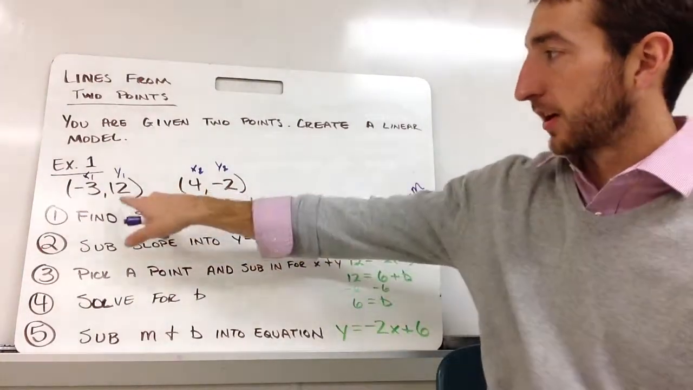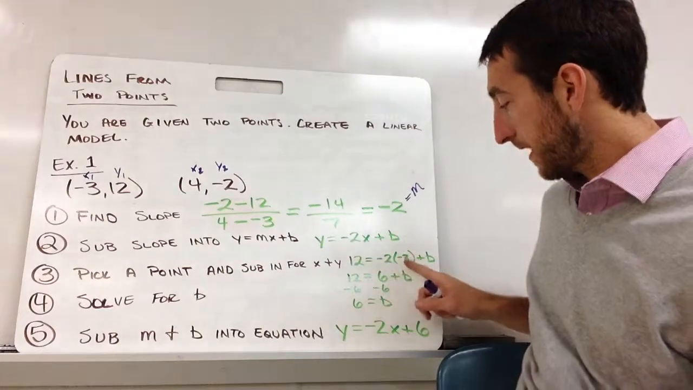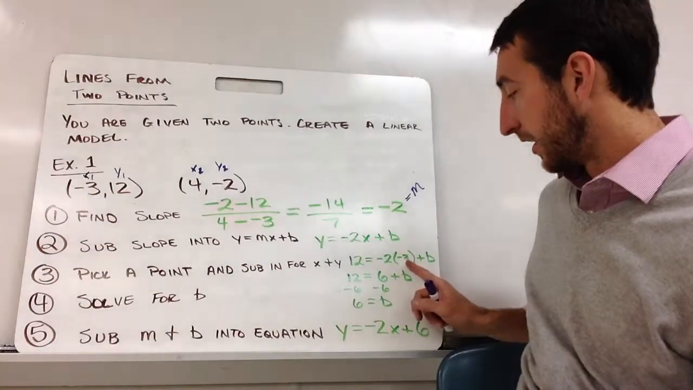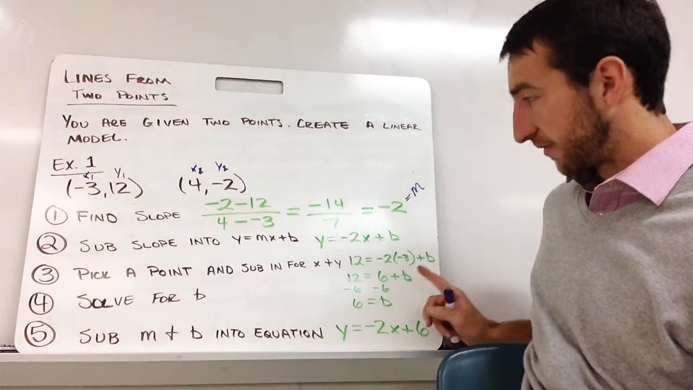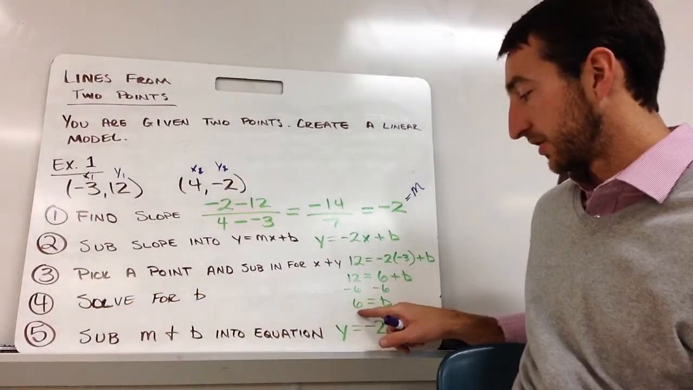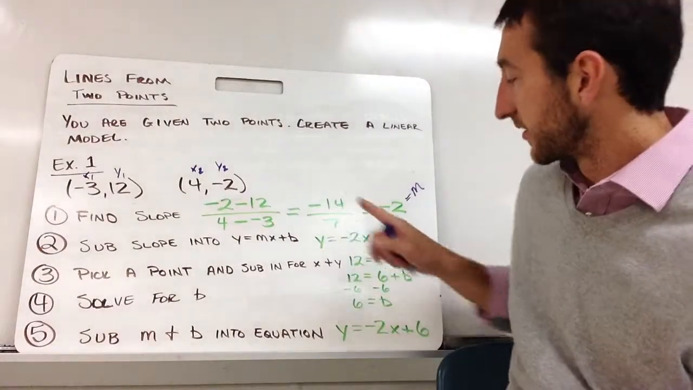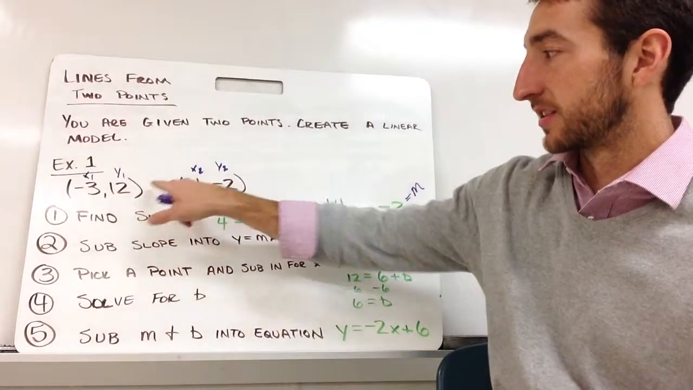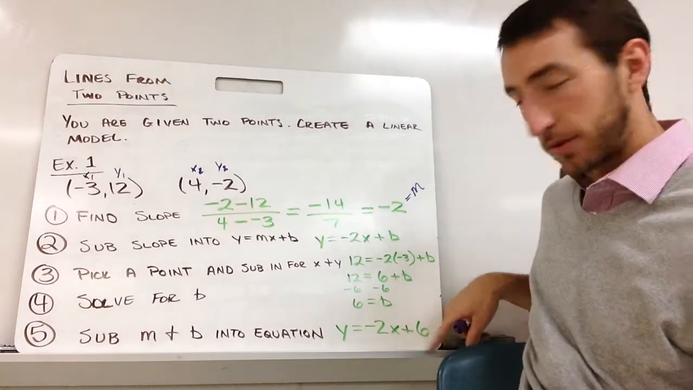So I plug in 12 for y, and sub in -3 for x, because my x is -3. Then I multiply -2 times -3, that's +6. And then I'm just solving for b. Step 4 is solve for b. So I subtract 6 from both sides, and I get b is equal to 6. So my y-intercept is 6 and my slope is -2. Now I have my equation that represents these 2 points: y equals -2x plus 6.